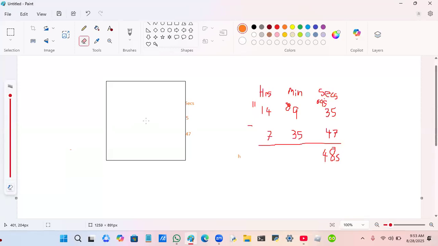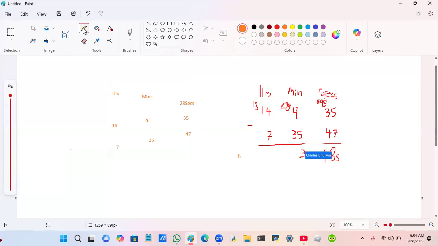So you are borrowing 1 hour. Now when I borrow that one and it comes to here, what will it do to that 8? I borrow 1 hour, to become 68. So 68 minus 35, that's now possible. 8 minus 5 is 3, and 6 minus 3 is what? 3 again. So that's 33 minutes.